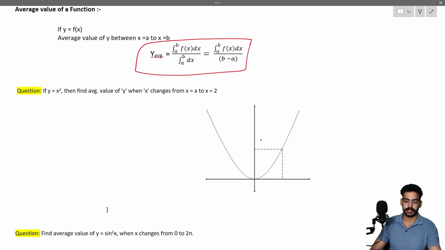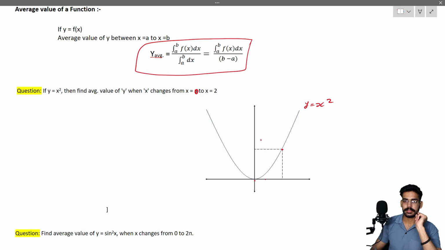Now let's do one question on this. What is this question saying? If y equals x squared, then find the average value of y when x changes from x equal to 0 to x equal to 2. Here you see this is your curve y equals x squared. I drew a diagram also for reference, from x equal to 0 to x equal to 2. For every corresponding x there is a value y, and y is changing continuously, right? So you can't write how many values there are. Can you predict the number of values here? No, they're infinite, right?